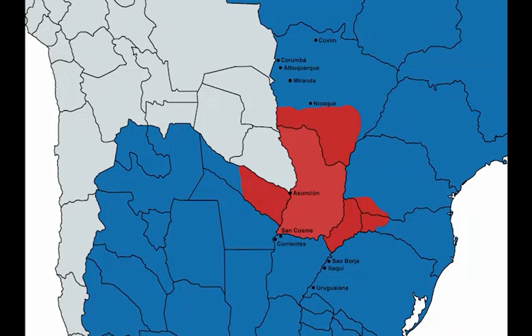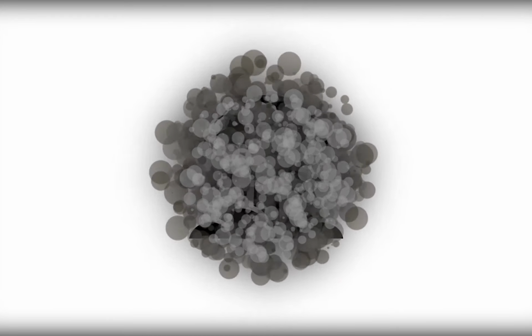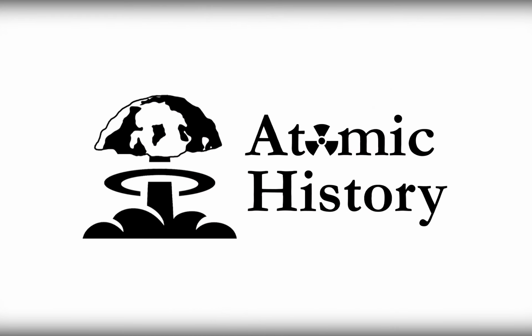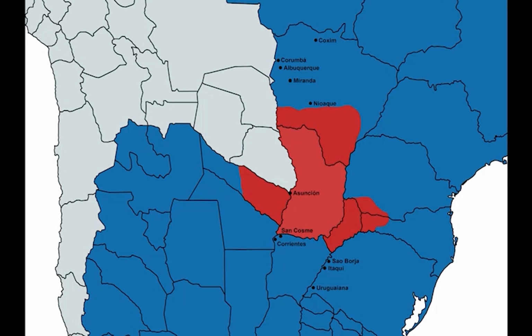Welcome to Atomic History, where we go into much more depth on specific historical events using maps. Today we look at the troop movements during the Paraguayan War.